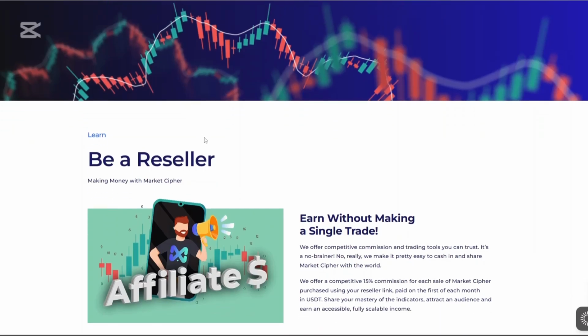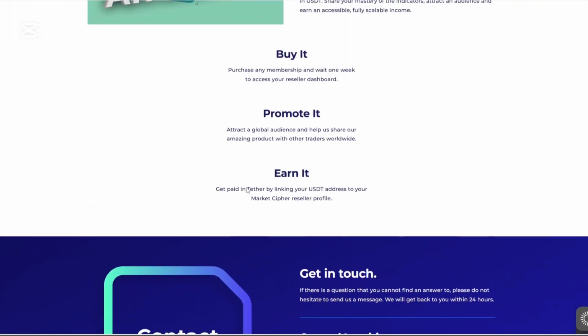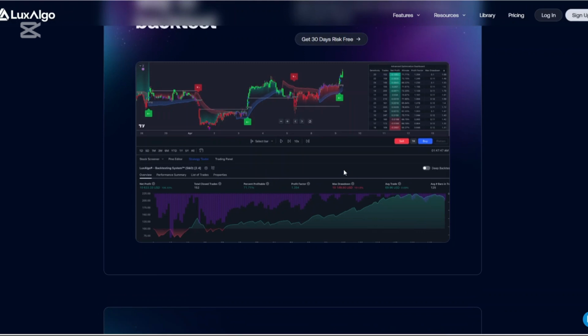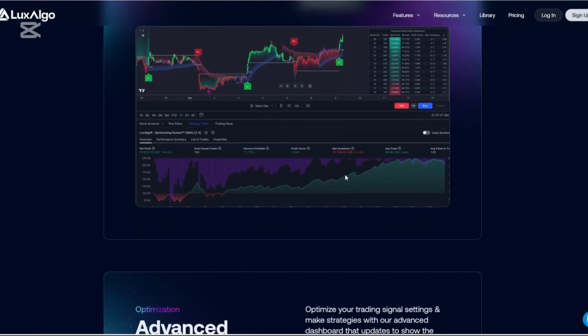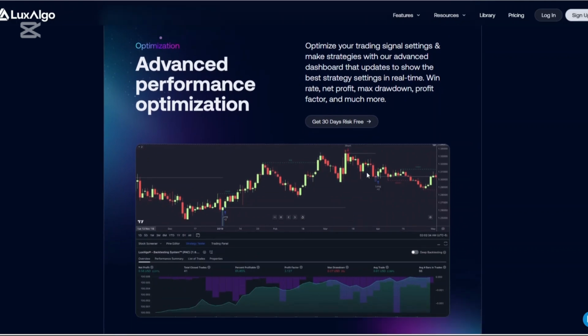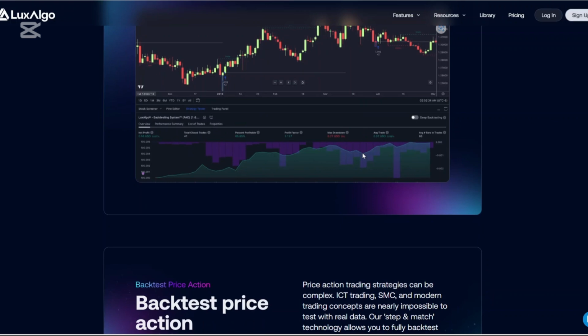How about the cons? For Market Cipher, higher upfront cost, especially for the lifetime plan, less customizable compared to some competitors. And LuxAlgo, some users have reported issues with customer support. Well, this is not always the case, and the plethora of features might be overwhelming for beginners. So here's the million-dollar question: which is best for crypto and forex?